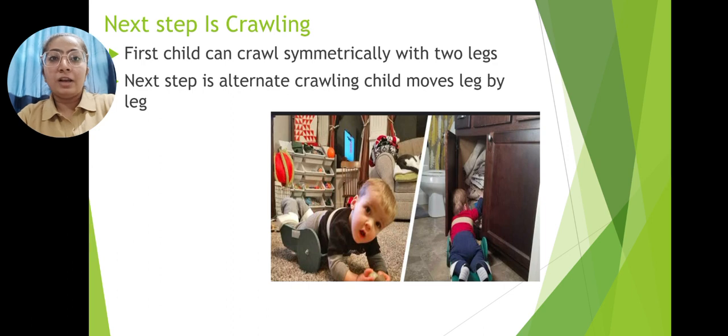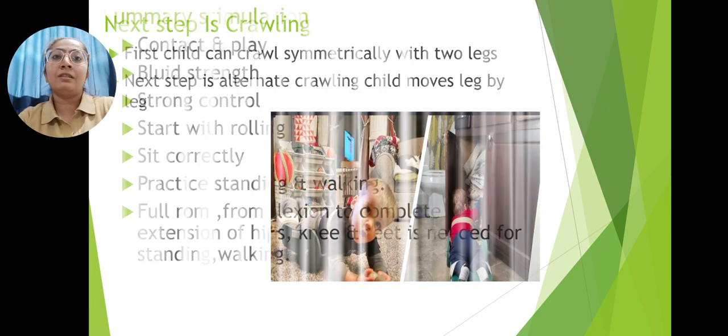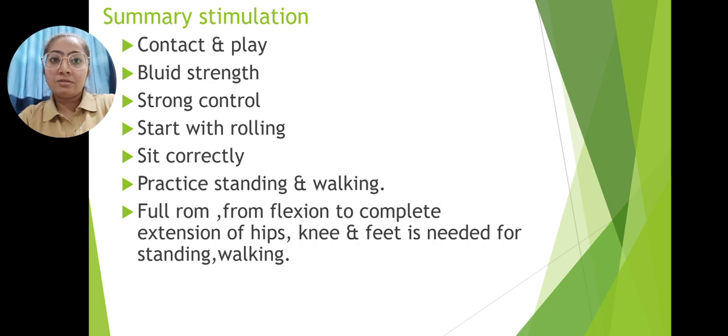Next step is crawling. First, the child can crawl symmetrically with two legs, and the next step is alternate crawling, in which the child moves leg by leg. This is the summary of stimulation.